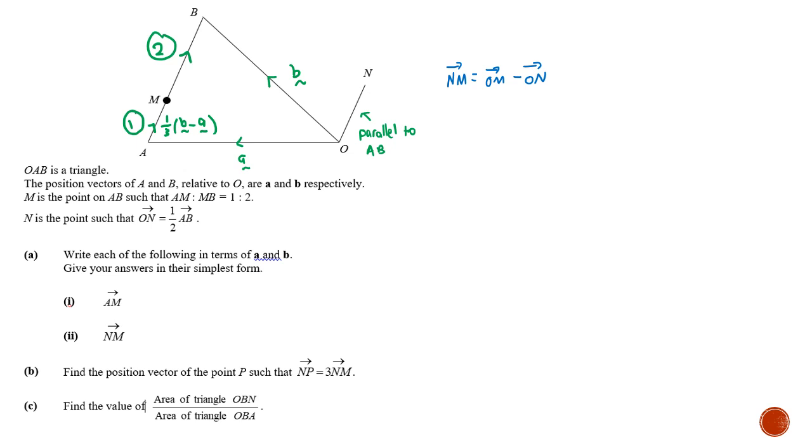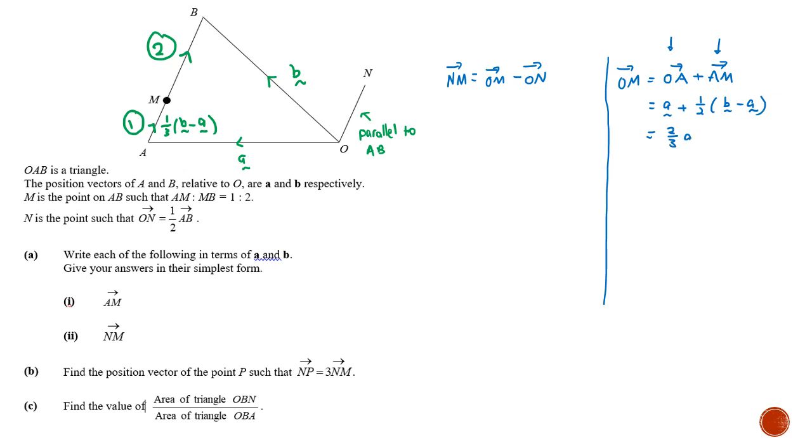Since we do not have vector OM, we will have to find it first, and vector OM can be found using OA plus AM. This is because we have both OA and vector AM, and we will have A plus 1/3 multiplied by vector B minus vector A, and this will simplify to 2/3 of vector A plus 1/3 of vector B.